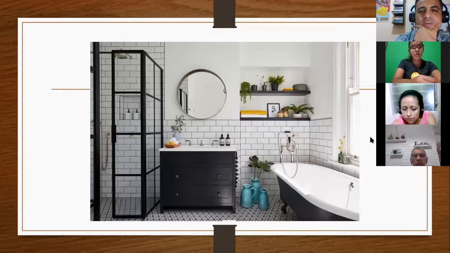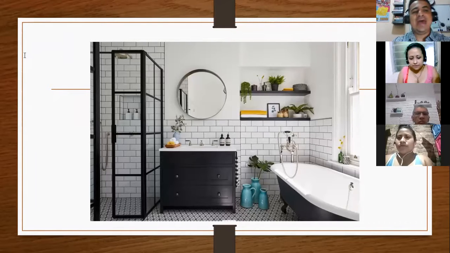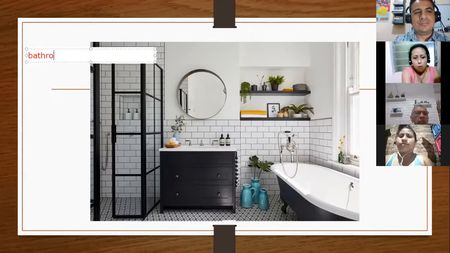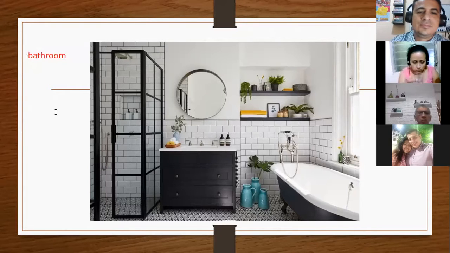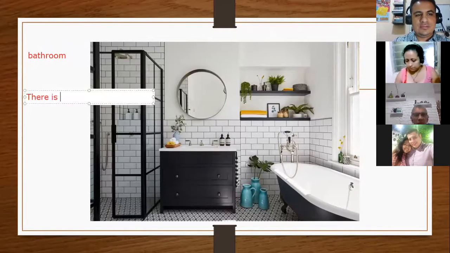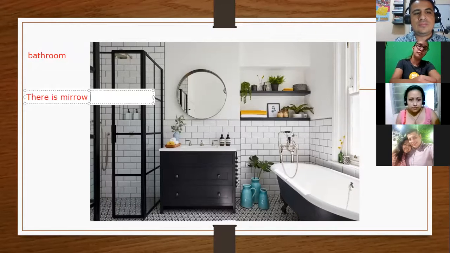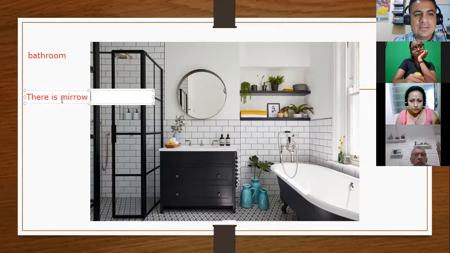Okay. What is this? Bedroom. There is a mirror. This is a bathroom. Bathroom, right? Okay. What can you see? There is a mirror. There is a mirror on the wall.